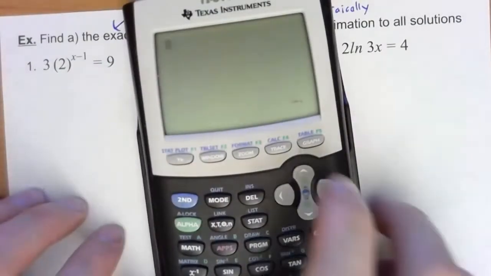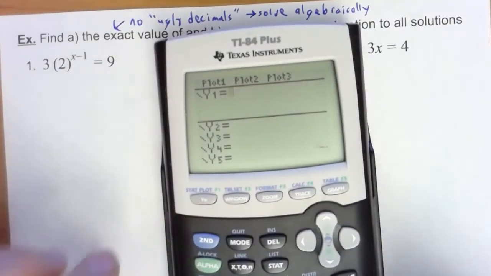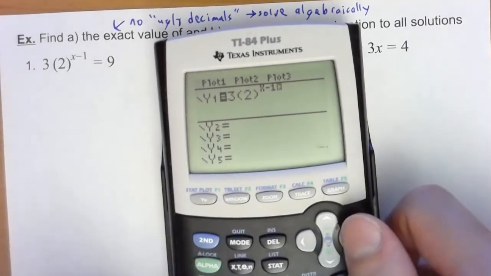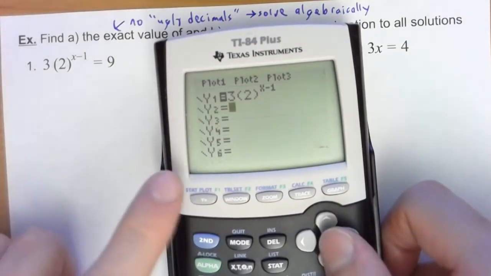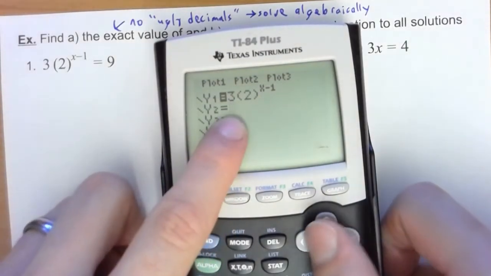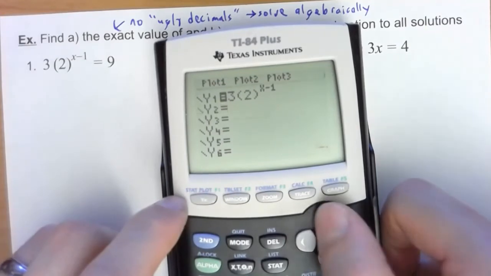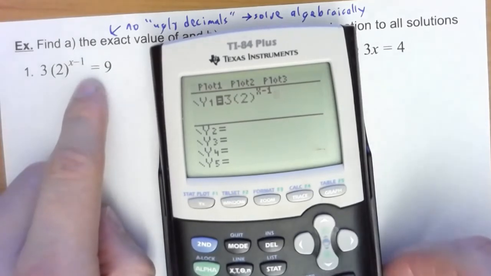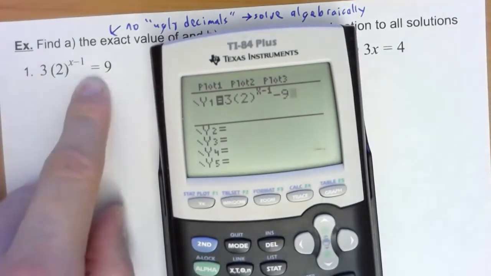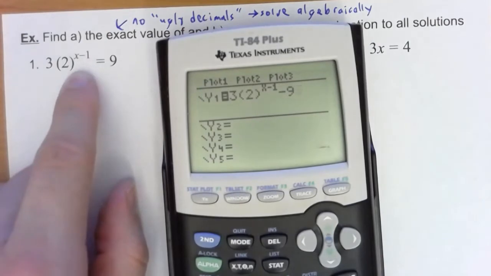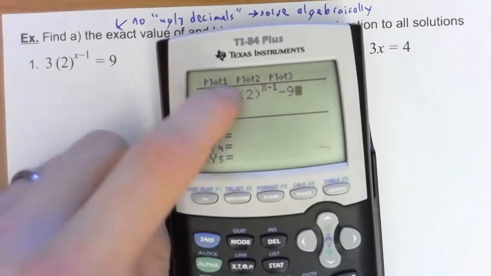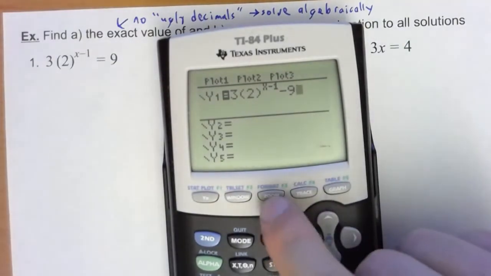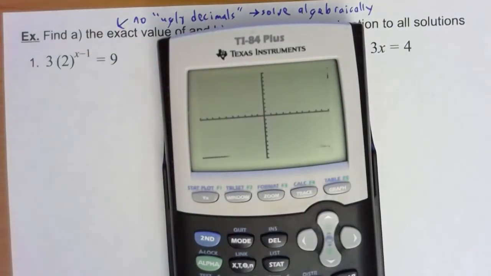We could just go in here and say 3 times 2 to the x minus 1, and then you could either graph the 9 separately and do calc intersect, or you could subtract the 9 over and do calc 0. Again, solving any equation in the world, your calculator can do it for you. You either make it equal to 0 and do calc 0, or you graph the left and then graph the right, the 9 there, and do calc intersect. Calculator can solve any equation in the world. Let's do zoom 6.